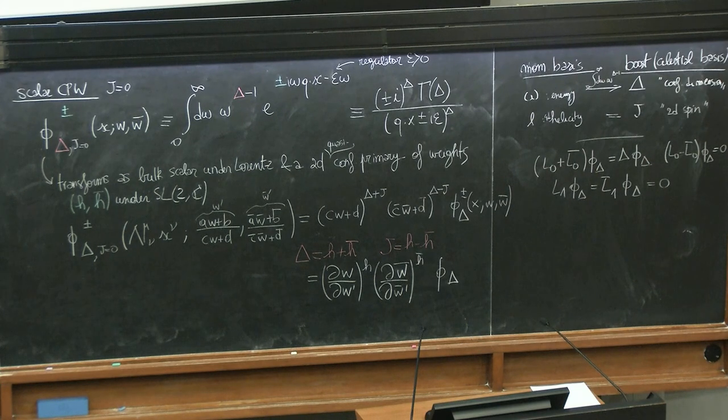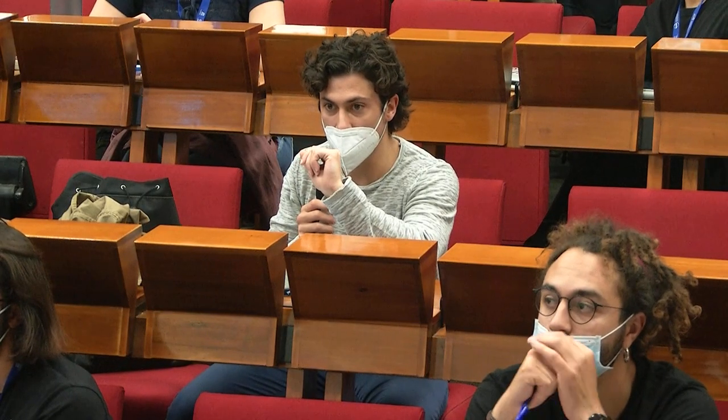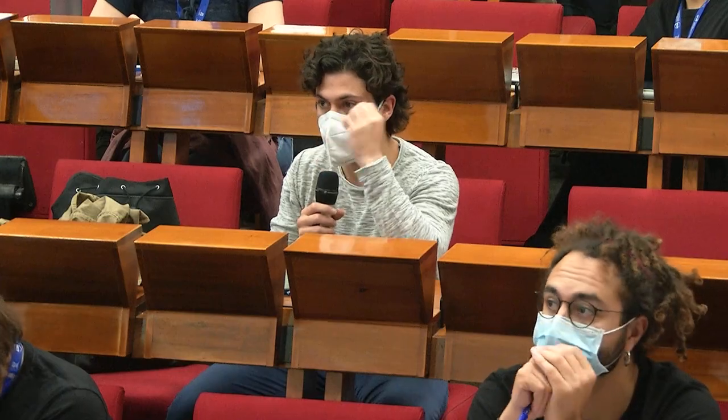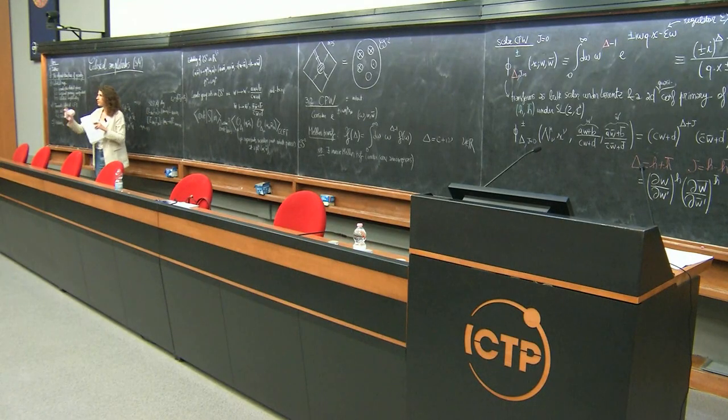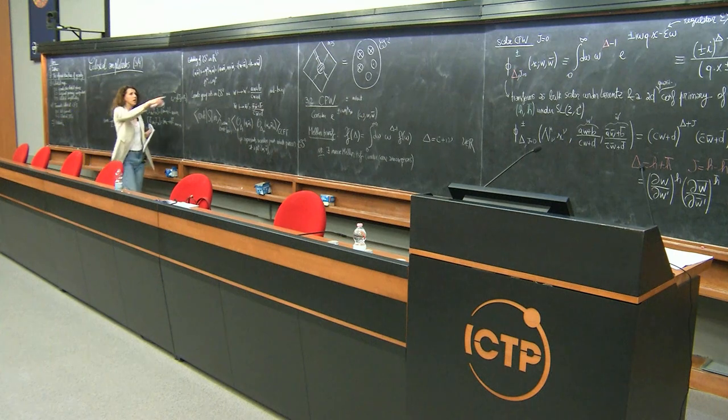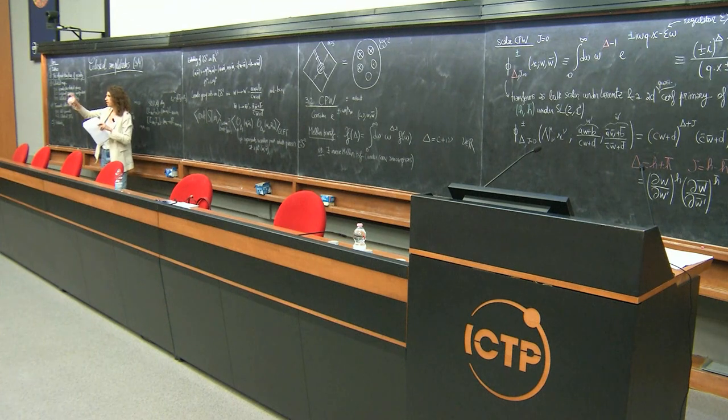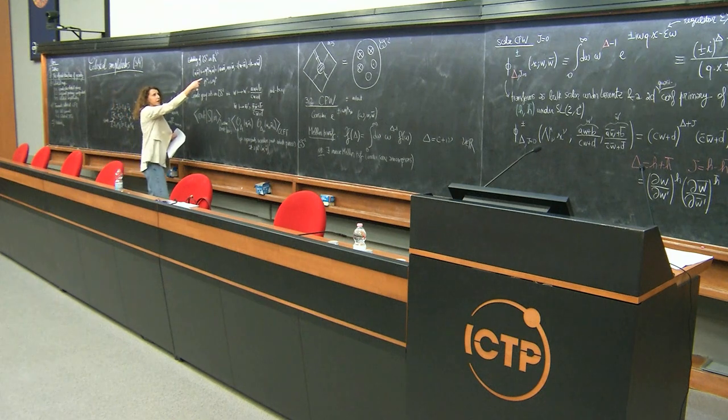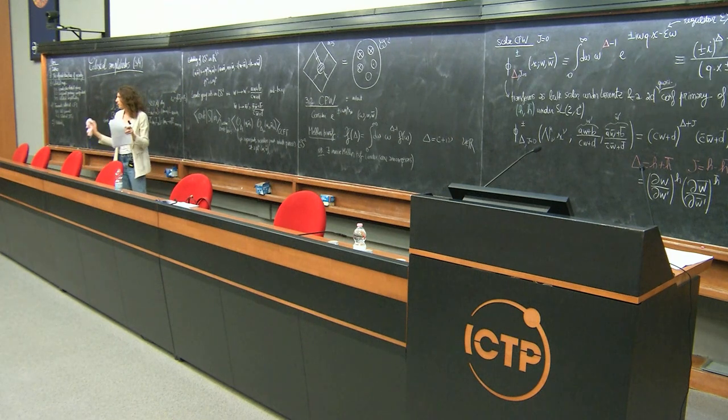Yes. I have two questions. First of all, this action of SL2C on W can be just derived from the definition of the complex coordinate on the celestial sphere. There is no unique way, so this will depend on the embedding. It's actually equivalent to choosing a little group. But if you give me a given embedding, then yes, you can derive this in a unique way.